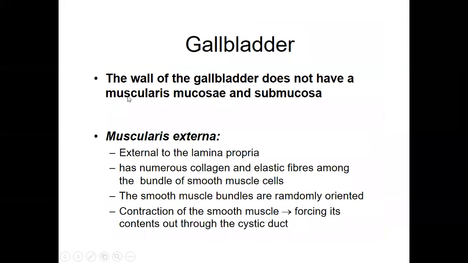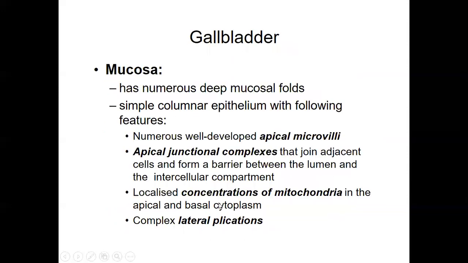The most important thing regarding the gallbladder, you have to remember the wall of the gallbladder does not have a muscularis mucosa and submucosa. It does not have these two layers. But it has a muscularis externa, which is external to the lamina propria. It has numerous collagen and elastic fibers among the bundles of smooth muscle cells. The smooth muscle bundles are randomly oriented.